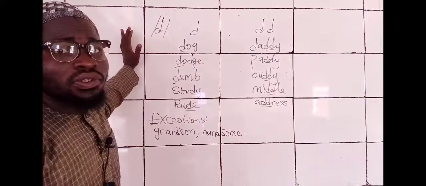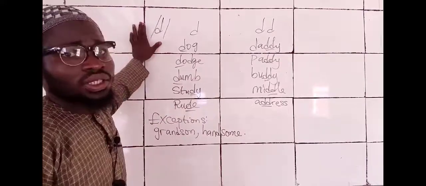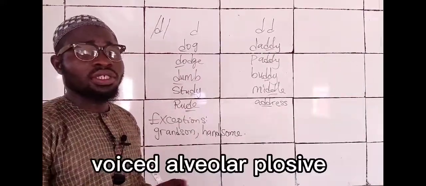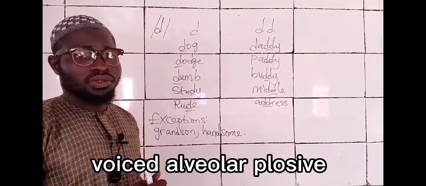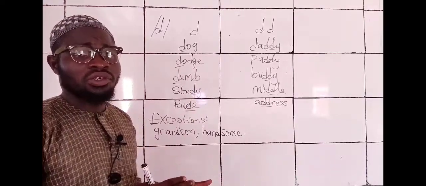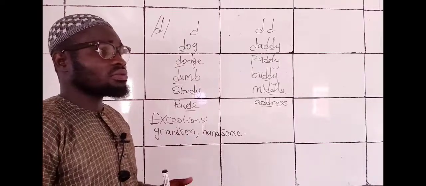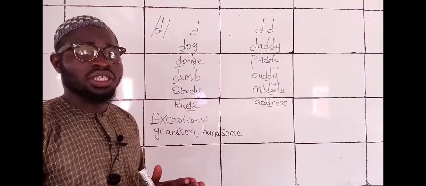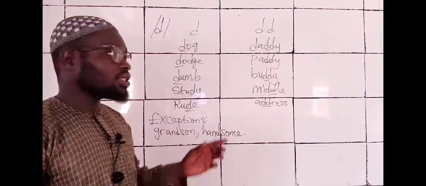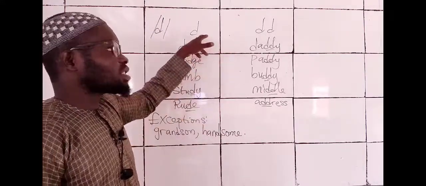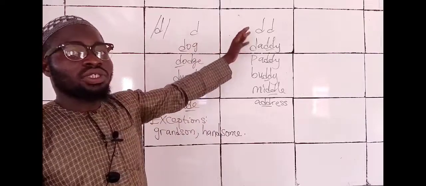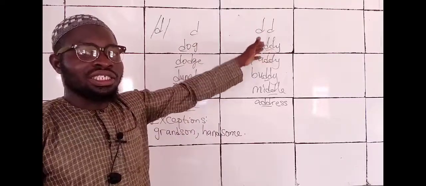The fourth plosive sound is this, and it is described as the voiced alveolar plosive. That is, it is a counterpart of t, and this is to be pronounced as d, and it is realized in two forms. That is, the first with letter D and the second with letters DD.